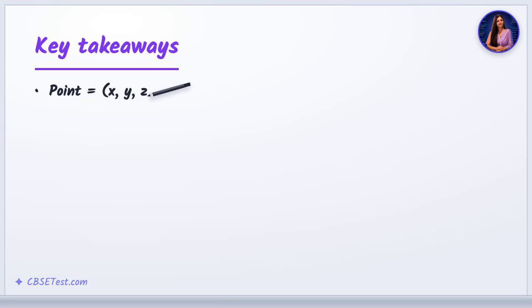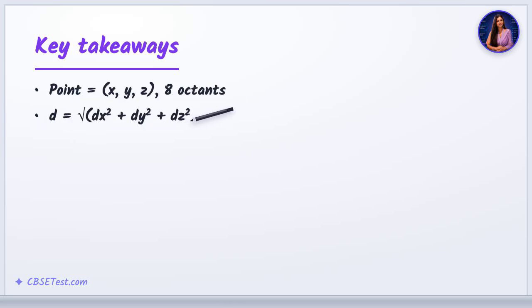To recap, points in space need 3 coordinates and lie in one of 8 octants. Distance adds a z term under the root, and the section and midpoint formulas extend naturally to 3 dimensions.